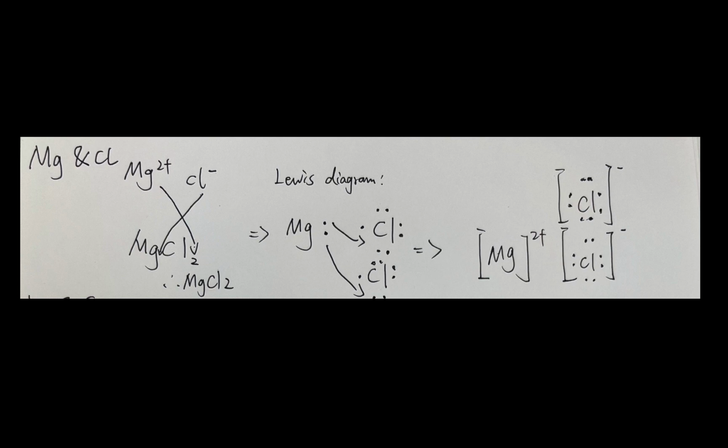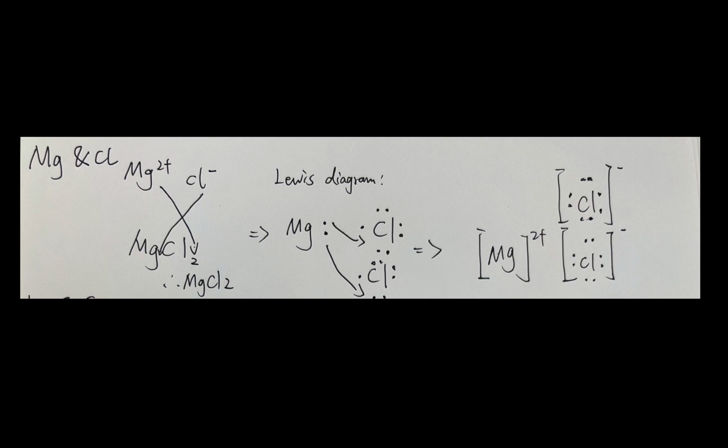Let's go to the next example, which is magnesium and chlorine. The valency of magnesium is positive 2 because it's a metal, and it loses 2 electrons, while chlorine has a valency of negative 1. By also using the crossing method, we get the compound MgCl2, which is magnesium chloride. In this example, we need to apply the Lewis diagram, which is also required.